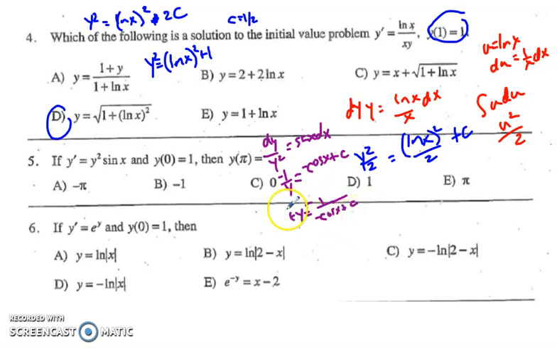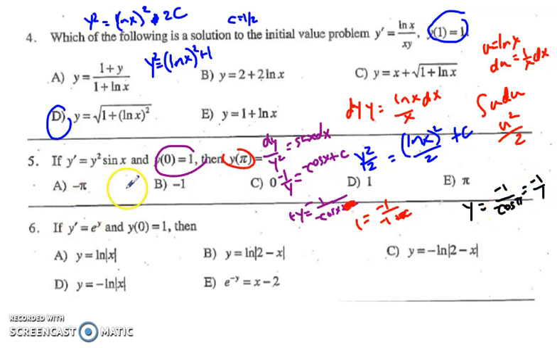So now let me use my initial condition, 0, 1. I get 1 equals negative 1 over cosine of 0 is 1, so negative 1 plus c. And in order for that to equal 1, I need my c to equal 0. So my c is gone. So then, what is y of pi? So plugging in pi, I get y equals negative 1 over negative cosine of pi. Cosine of pi was negative 1, so I end up with negative 1 over 1. My answer is B, negative 1.